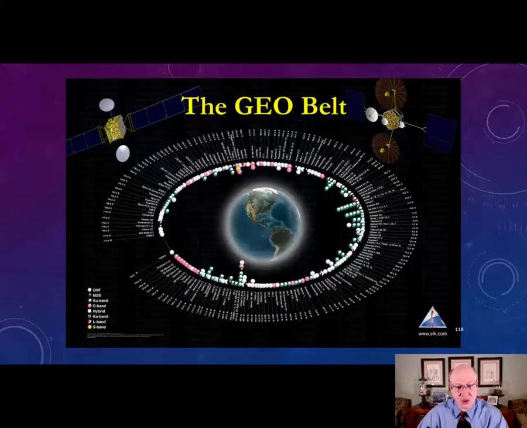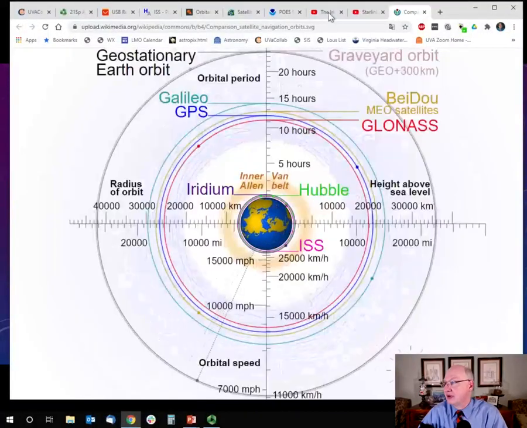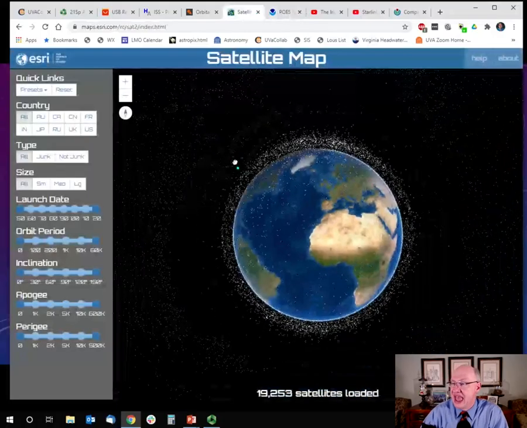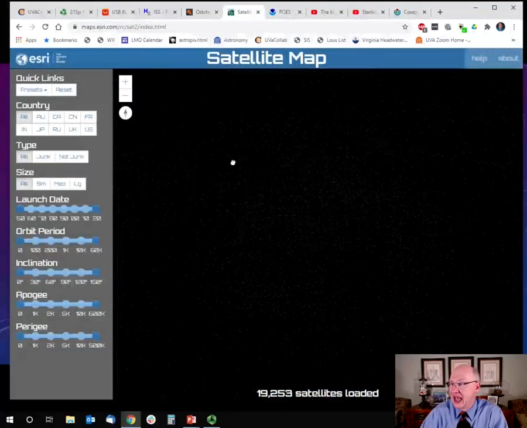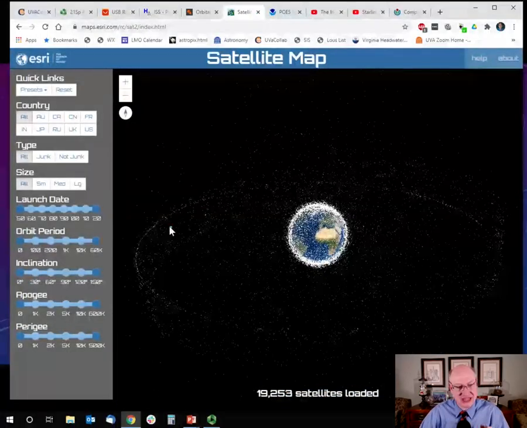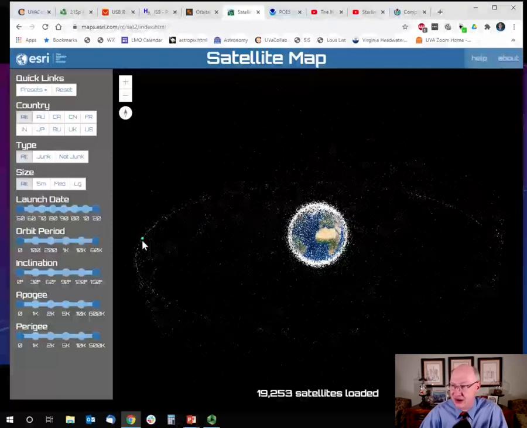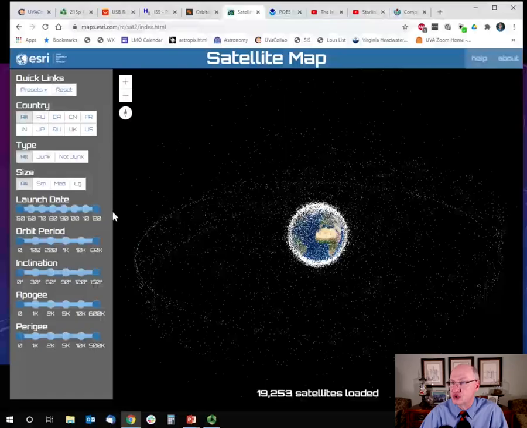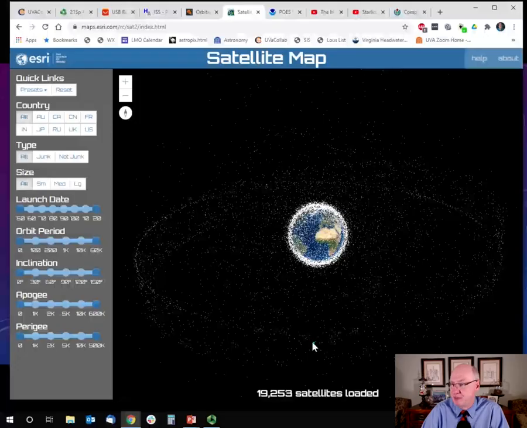Let me go back to this animation that I had up here a few minutes ago. Let's see, it was this one that I wanted to do. If I zoom out, the geostationary belt is pretty obvious in this view right here. You will see all these satellites right here in this geostationary belt. So they're right above the Earth's equator. You can see it's a very, very crowded region of space.